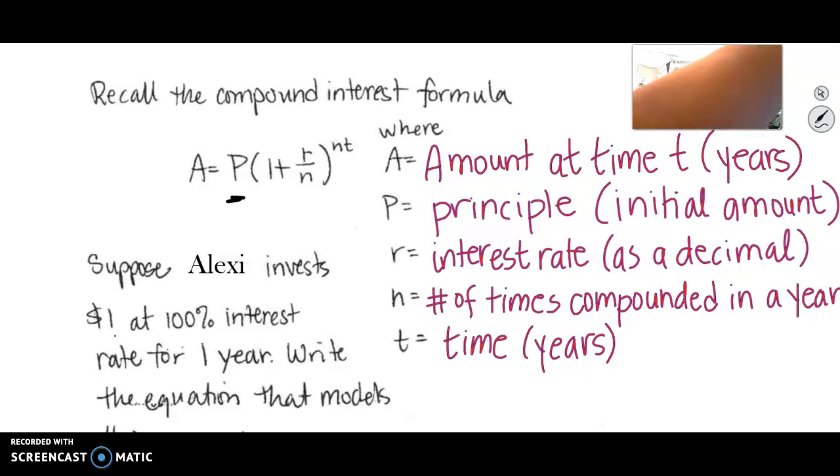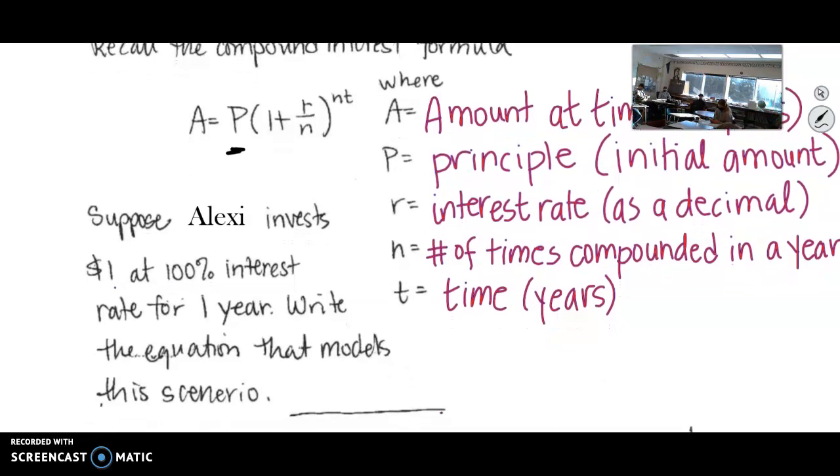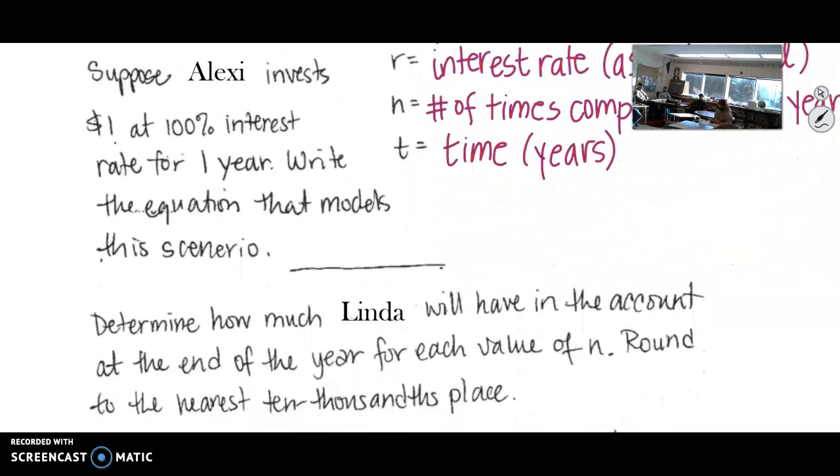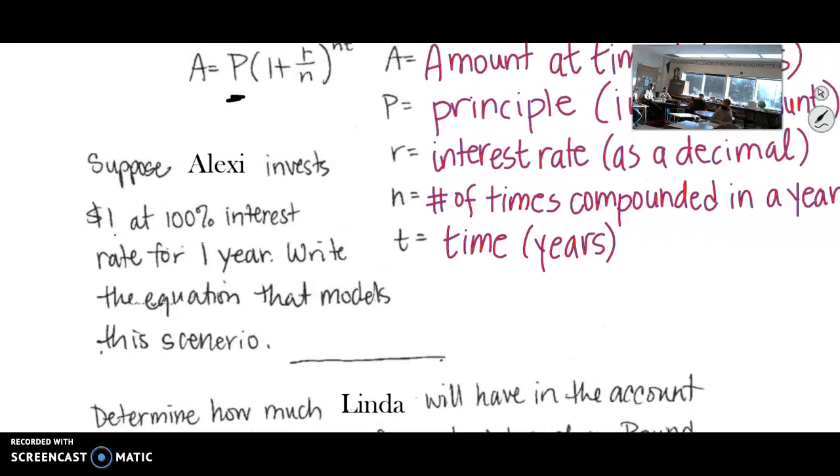So let's look at a scenario here. Suppose that Alexi, of course she's not here. Hi Alexi, you better be watching this video. Invests $1. We're going to simplify this problem so that you can see where the number comes from. It's involved with anything that's continuously compounded, but this is going to give us the exact number. Suppose Alexi invests $1 at 100% interest rate for 1 year. Write the equation that models the situation.